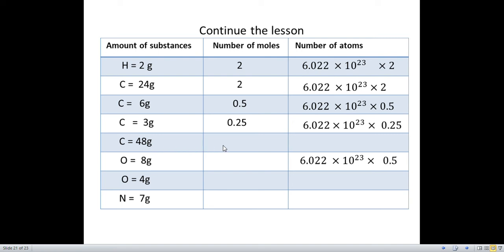Then if we take carbon 48 grams, the mass number is 12, so 48 divided by 12 is 4. What is the answer here? 6.022 × 10^23, you have to multiply by 4. Mass number of oxygen is 16. If we take oxygen 8 grams, what is the number of moles? Can you guess? 0.5. So the number of atoms you can calculate like this.